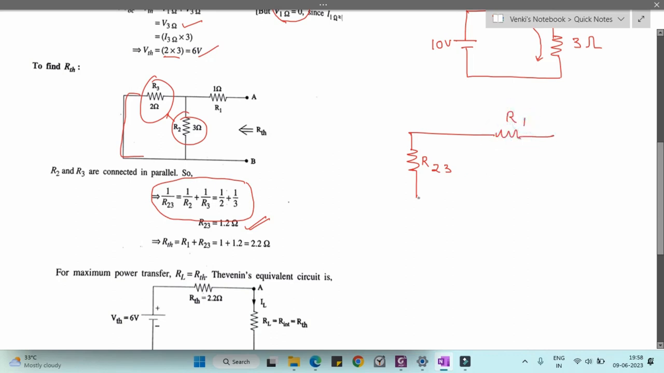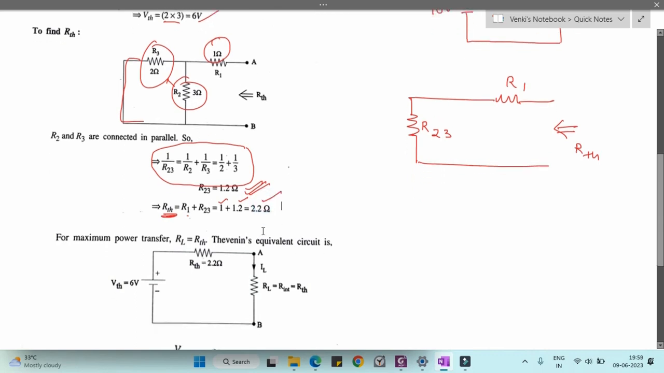In this circuit, R23 and R1 are in series. What is the equivalent resistance when two resistors are in series? That is the summation. So R Thevenin is R1 plus R23. R1 is 1 ohm, so we have substituted 1 ohm here, and the R23 value is 1.2, so we have substituted 1.2 here. If we add 1 plus 1.2, you will get 2.2.